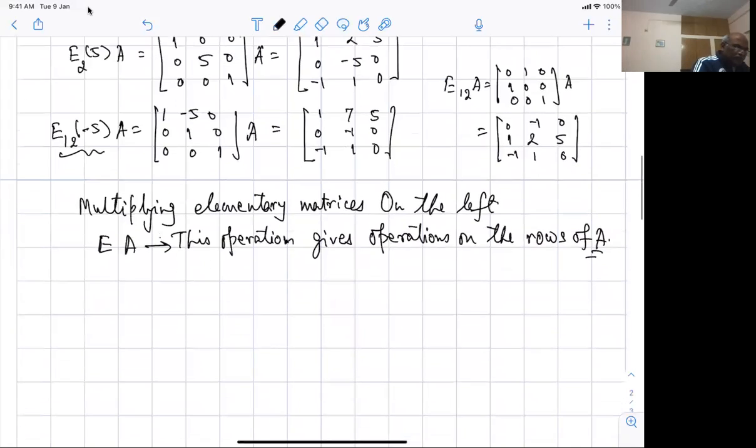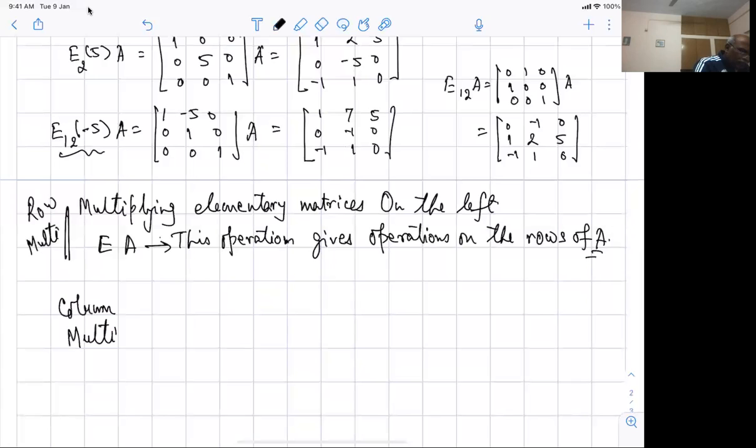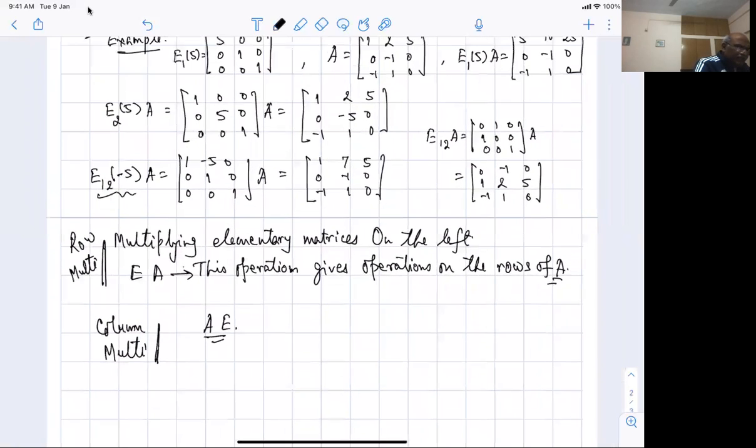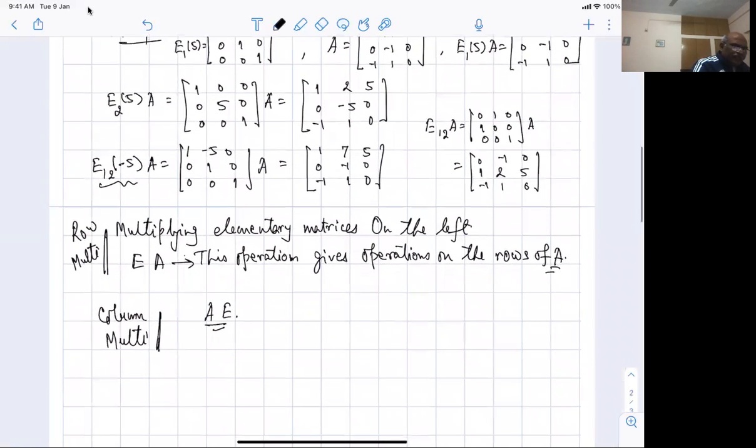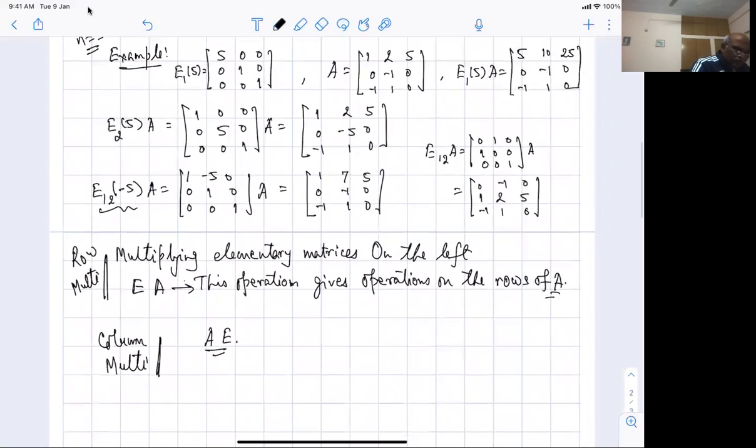That's okay. All right. Now let's look at from the column point of view, what does E do? So as columns, let's understand. So use this idea to look at row multiplication. That's all I'm saying here. Let's look at column multiplication now. So I want to look at A times E, and want to understand it. So let's do the same thing that I did earlier. So A is fixed for us. So I want to look at A times E2 of 5.